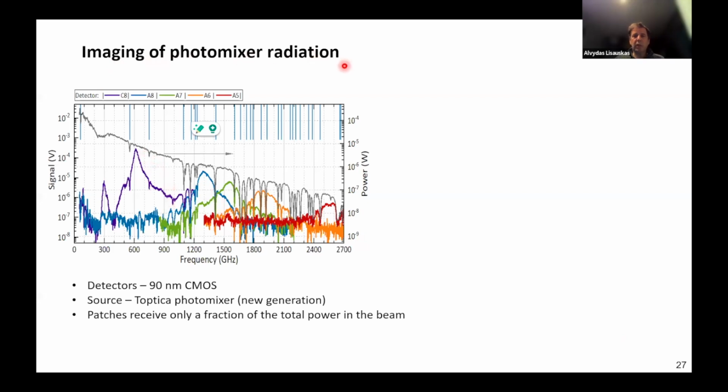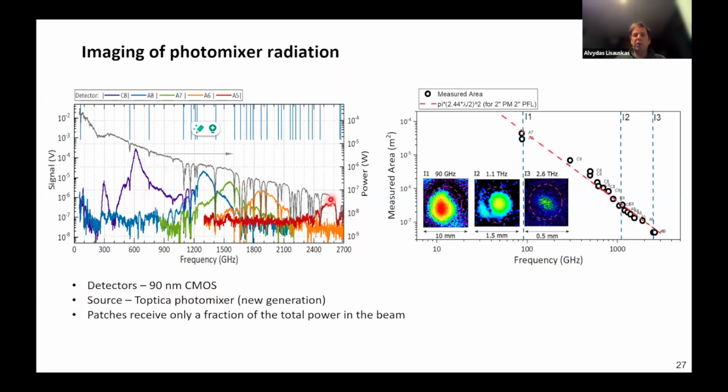That's the optical photomixer, and for example, this performance is shown for 90 nanometer CMOS. Now for 65 nanometer CMOS, we have even slightly better performance there. And you can have decent detection up to the maximum frequency of operation. And actually, you can also measure the beam profile here.